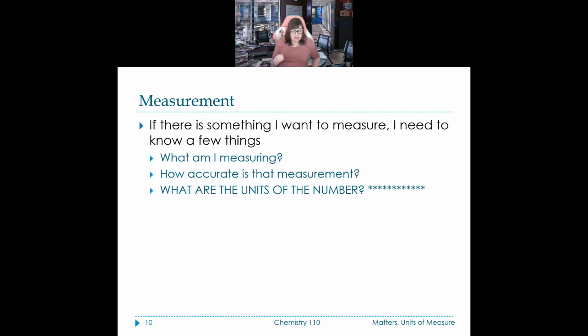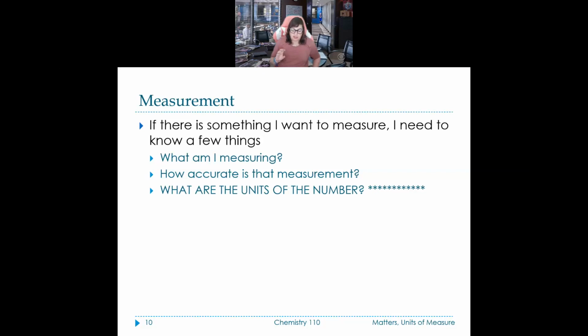Okay, so now I've decided that I'm going to measure something. I know exactly what it is that I'm going to measure about this thing. I know how I'm going to measure it. What are the units that are going to be used for that? You'll hear me harp on units all the time. And trust me, I'm really neurotic about units.